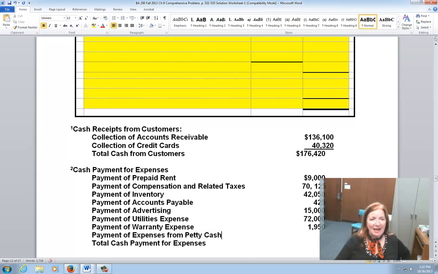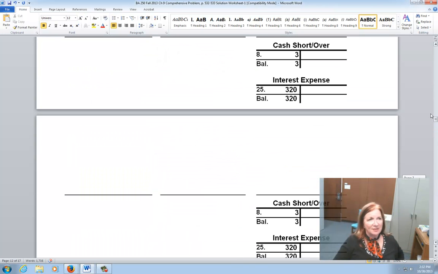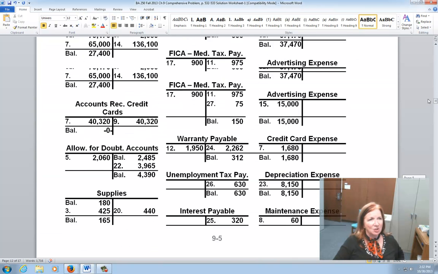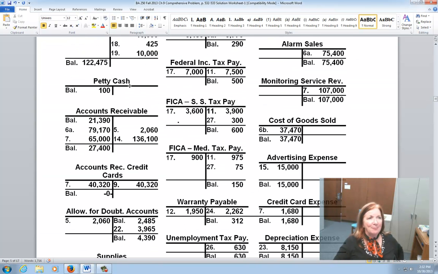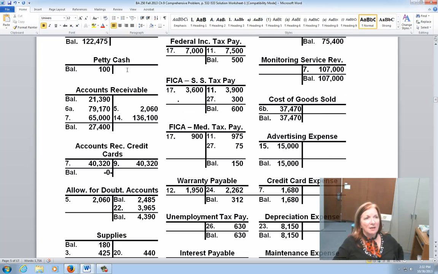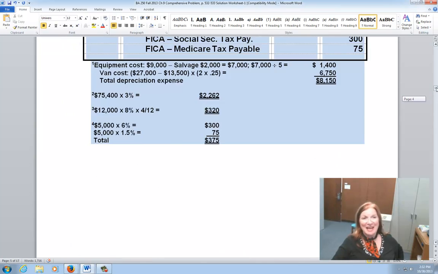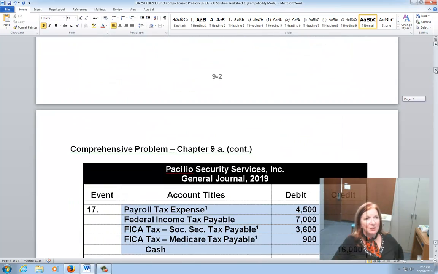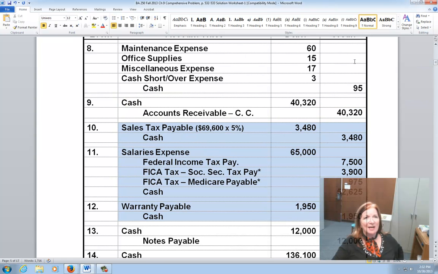And now payment of expenses for petty cash. When I actually look at the T account for petty cash, nothing ever happens in petty cash. It's a constant. It just sits there looking the same way all the time. So the only place I would know where that is, is in the journal entry for petty cash. And this time that is entry 8. So I'm going to come up here to these journal entries, and I'm looking for entry 8, and the payment is $95. It's right here.